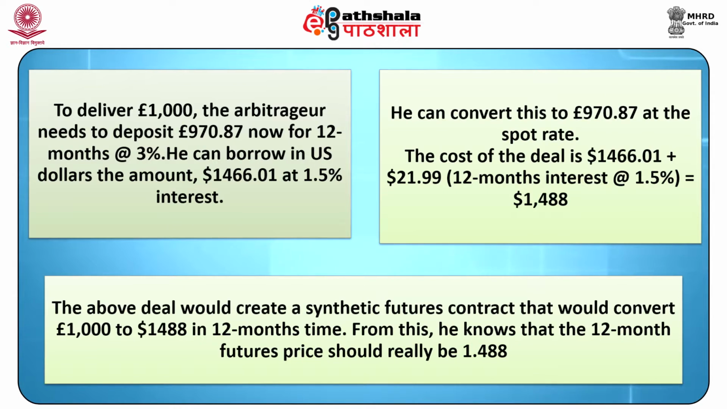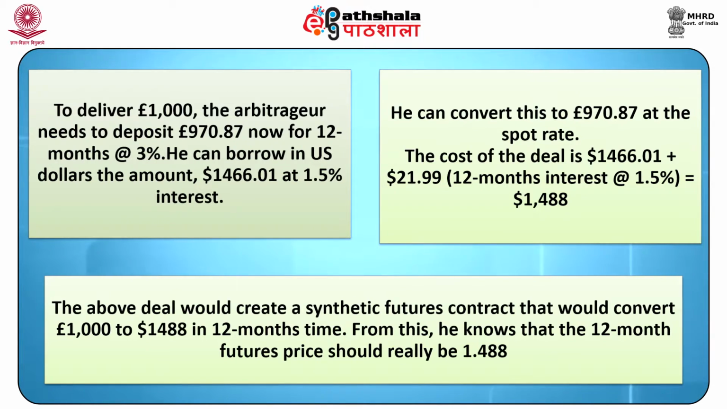He does the following calculations. To deliver 1000 pounds, the arbitrator needs to deposit 970.87 pounds now for 12 months at 3%. He can borrow in US dollars the amount 1466.01 at 1.5% interest. He can convert this to 970.87 pounds at the spot rate. The cost of the deal is $1466.01 plus $21.99, that is 12 months interest calculated at 1.5%, which is equal to $1488.